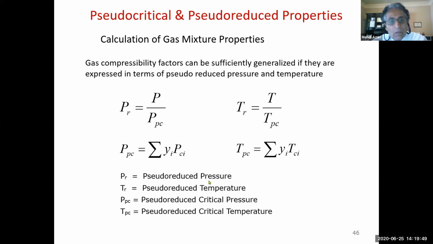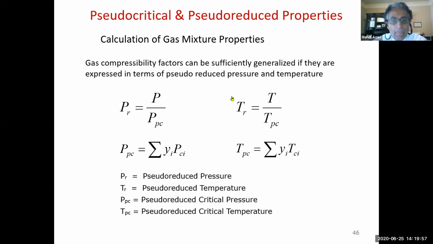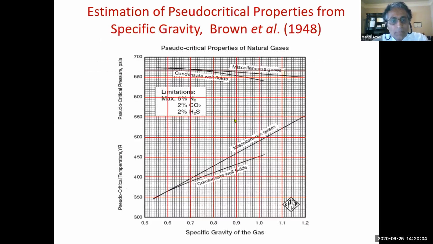You get those, all right? So again, go back here. I calculate the molecular weight, I calculate the gravity, I calculate the PC and TC of the mixture, okay? Once I do that, I have the reservoir pressure and temperature. I calculate the reduced pressure, pseudo-reduced pressure and temperature.